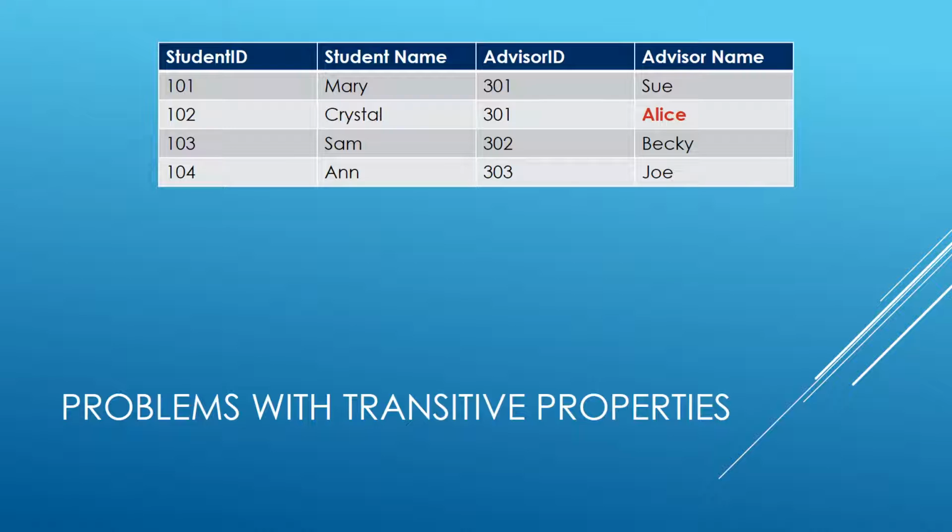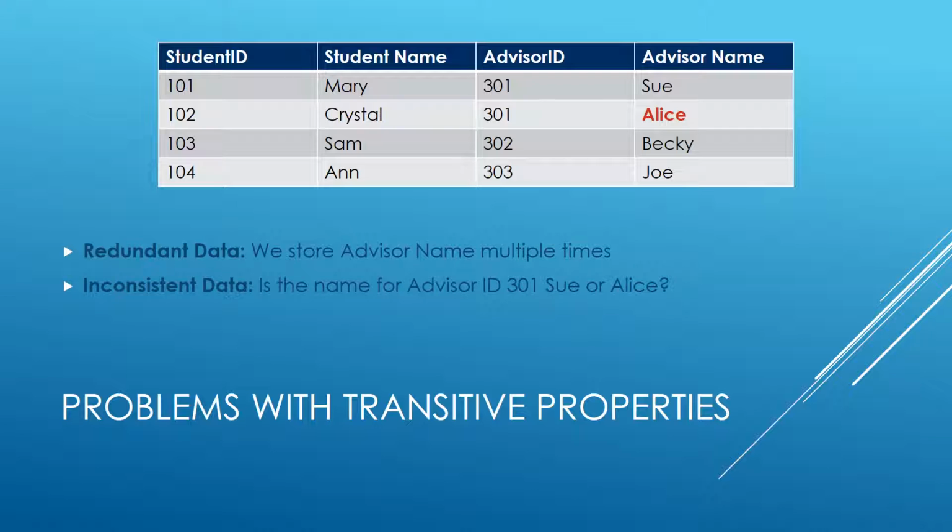Transitive properties cause several problems. For example, redundant data. Here we store the advisor name multiple times. For every student we store the advisor's name again. We have inconsistent data. For example, look at advisor ID 301. Is the advisor's name Sue or Alice? We don't know, we can't tell.